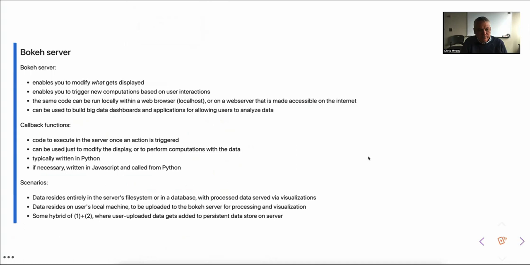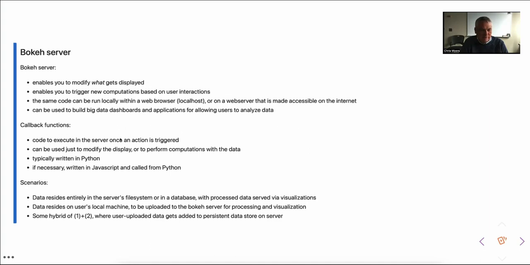But Bokeh Server is a different kind of thing. This enables you to actually modify what gets displayed. So you can trigger new computations based on user interactions. And as I said before, this could either be run locally within a web browser where it's just running on localhost, or it can be part of an accessible web server that's made public, on the internet. And this can be used to build big data dashboards or applications to allow people to analyze data.